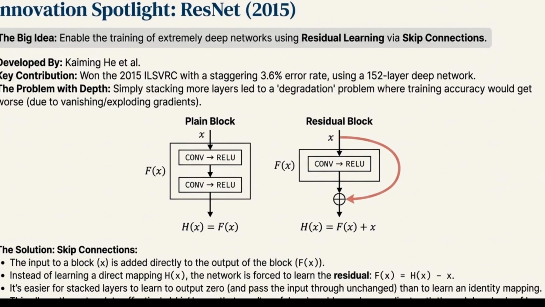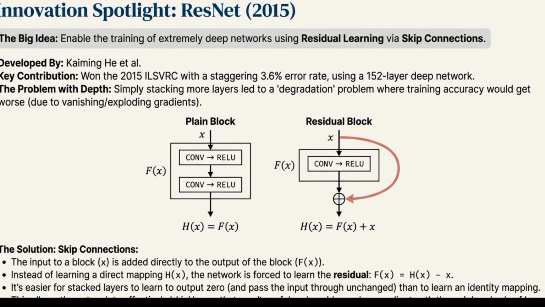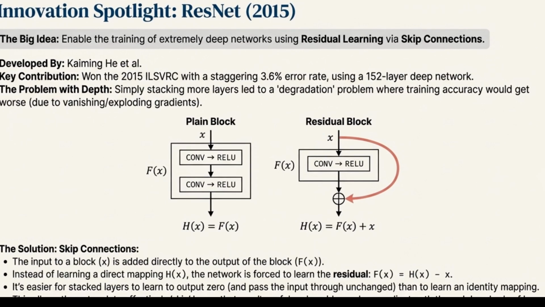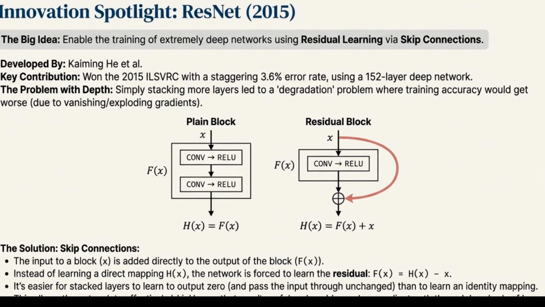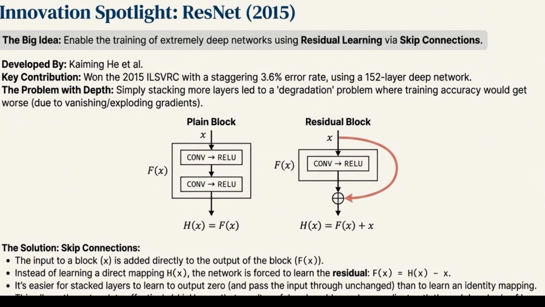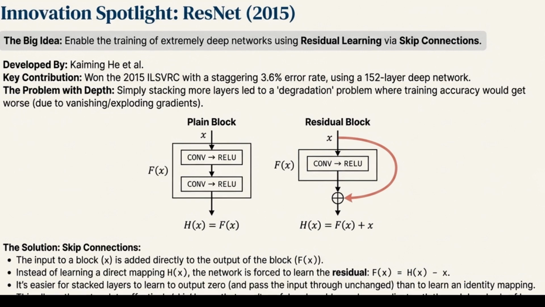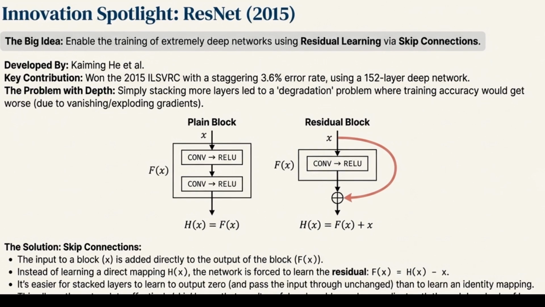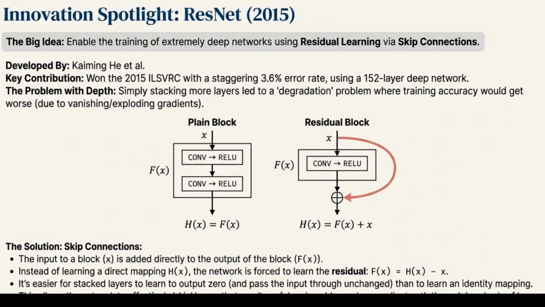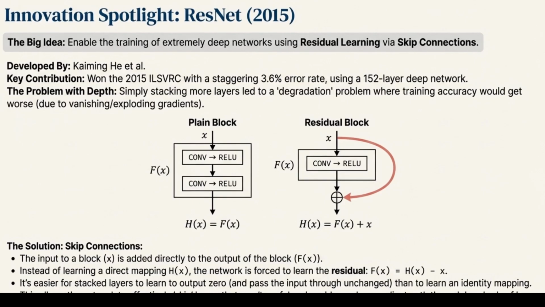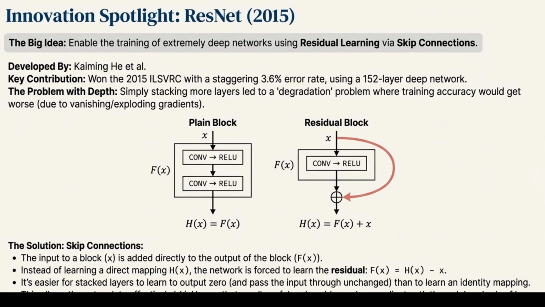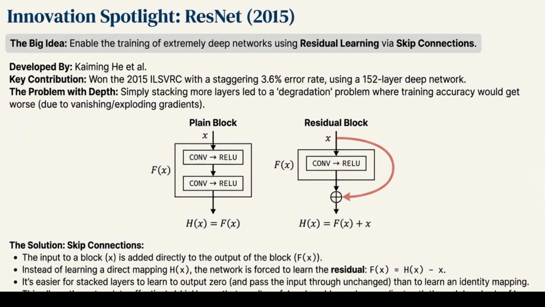The solution is elegant: the skip connection, also known as a shortcut connection. In a plain block, the layer learns the direct mapping h(x) = f(x). In a residual block, the input x is added directly to the output of the block f(x). Thus, the layer is now forced to learn the residual f(x) = h(x) - x mathematically.